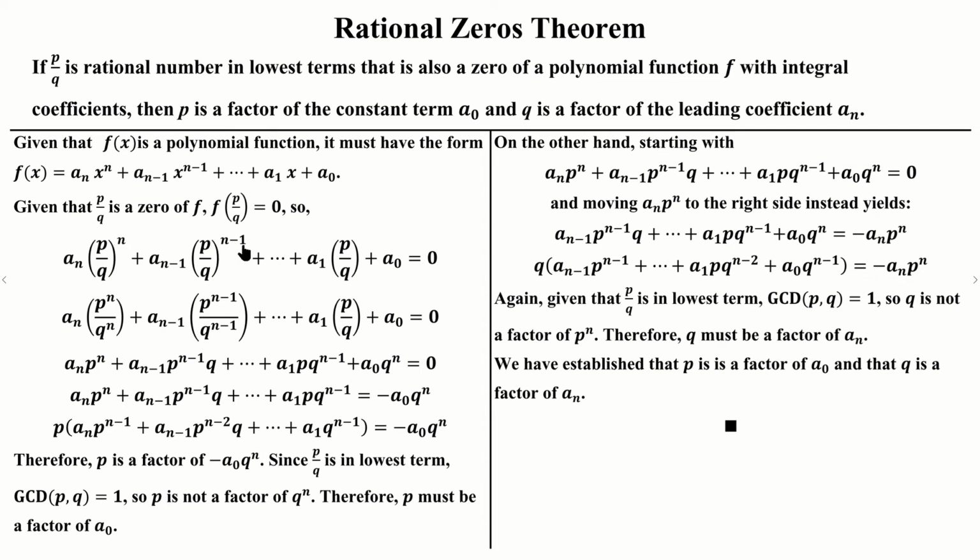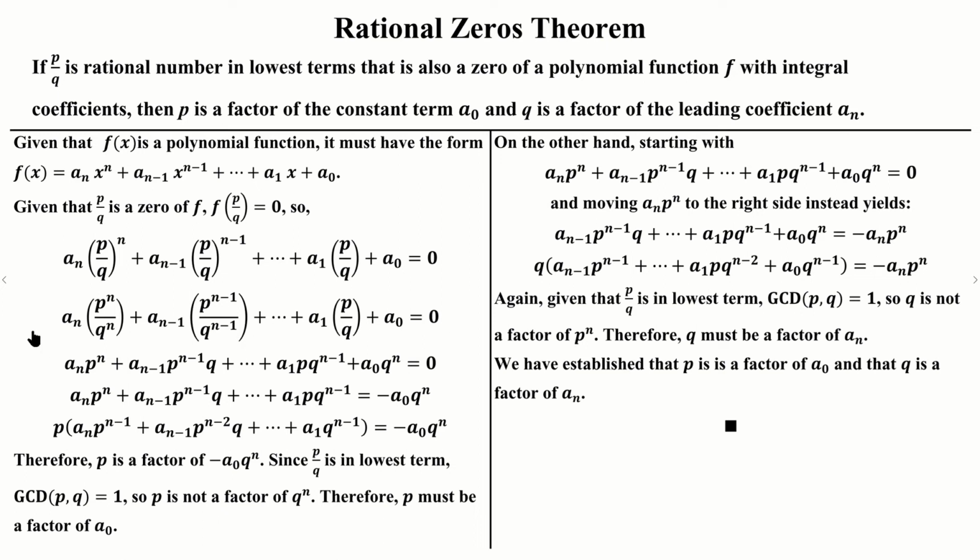If I just raise these powers out, in other words, applying the power rule for fractions, we get an times P to the n over Q to the n plus an minus 1 times P to the n minus 1 over Q to the n minus 1 plus dot dot dot. This happens for all the terms in between. And we go to a1 times P over Q plus a0 equals 0.